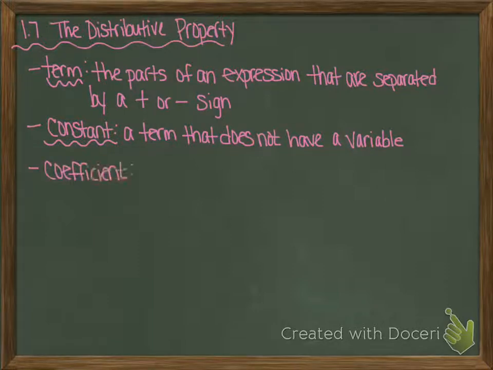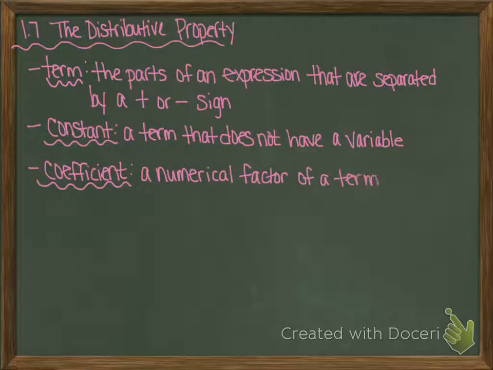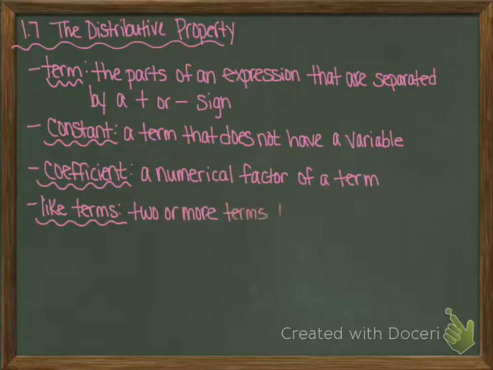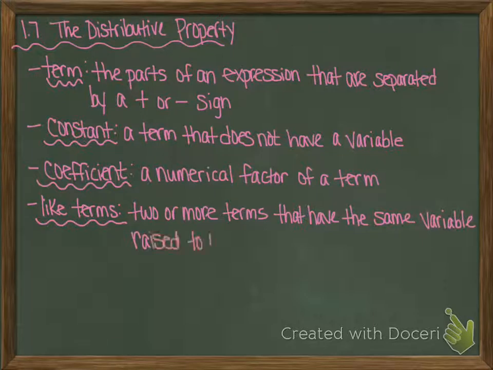Third vocabulary word is coefficient. This is a numerical factor of a term. And then the last definition that I have is like terms. These are 2 or more terms that have the same variable raised to the same power. Okay. So I know that's 4 definitions, that's a lot.